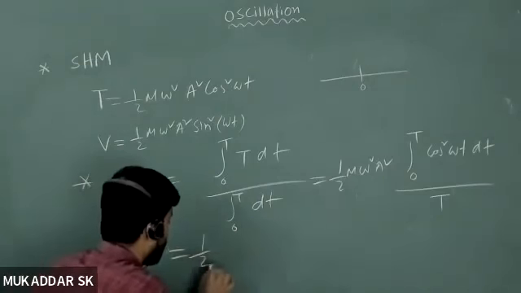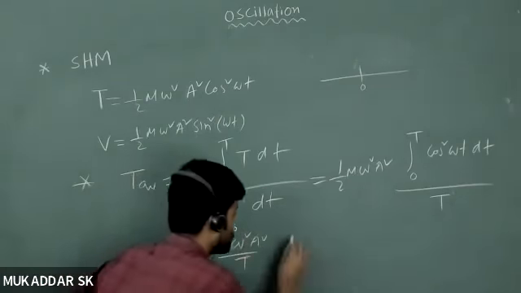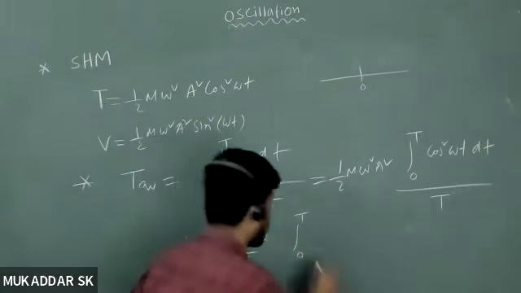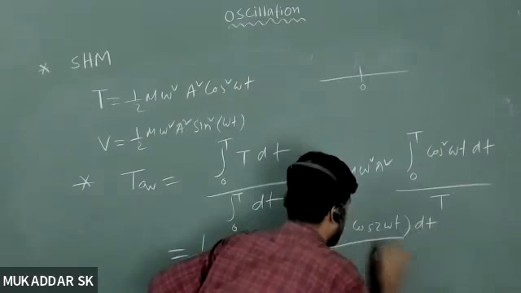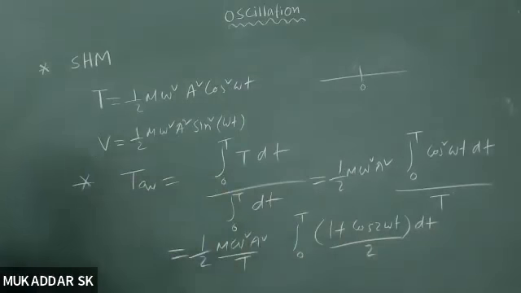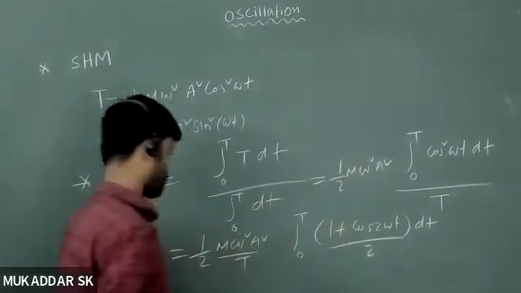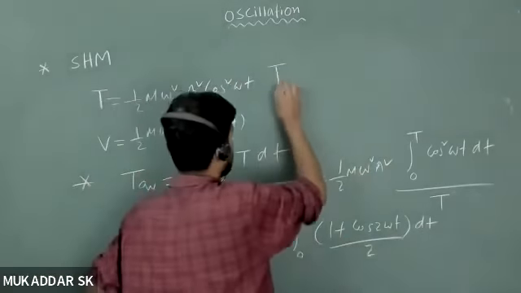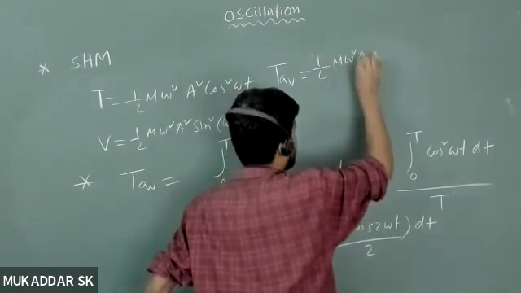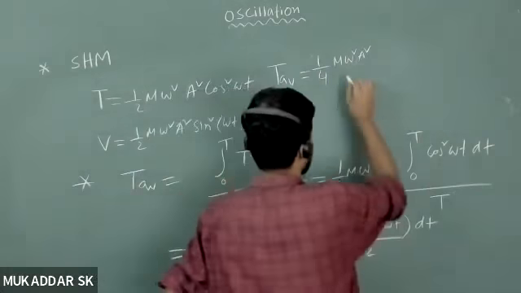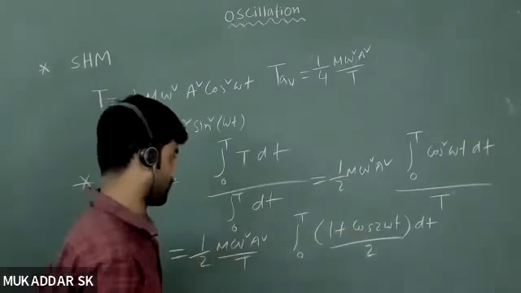Now, if you simplify it, you will get half m omega square a square divided by capital T, integral from 0 to T of cos square omega t, which I can write as (1 plus cos of 2 omega t) dt divided by 2, because cos square theta is nothing but (1 plus cos 2 theta) by 2, right? Is this part clear to all? So now if you calculate it, average kinetic energy T average will become 1 by 4 m omega square a square divided by T. Now, can you please tell me what will be the integration? Now I have to do the integration, right?